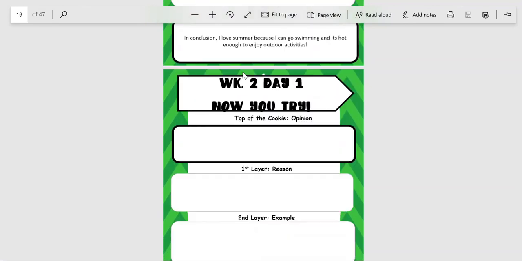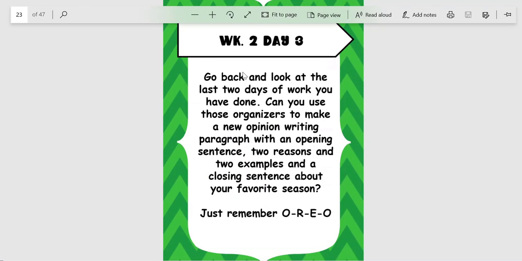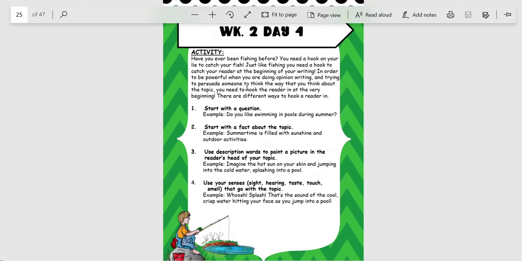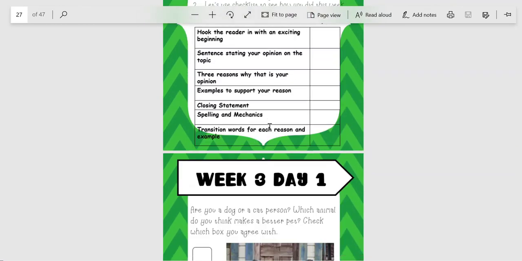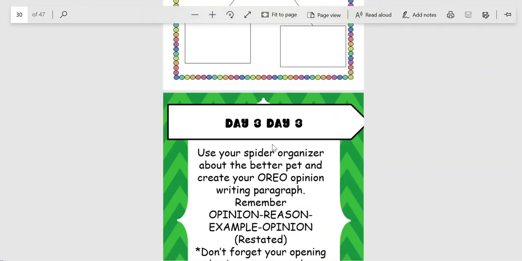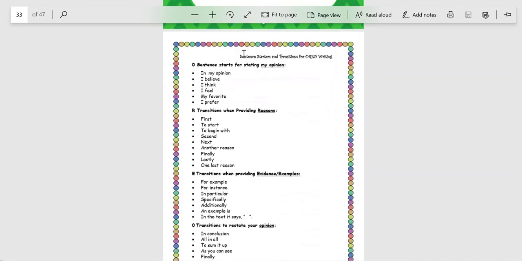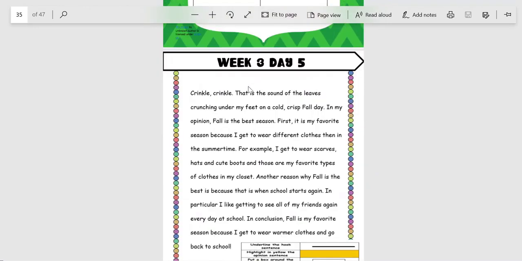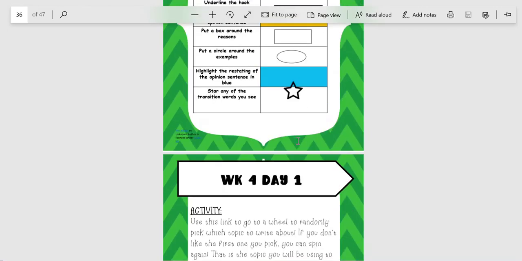And they're going to be looking at examples, coming up with their own, okay, and then really elaborating on their reasons and examples. And then they're going to be looking at how to start their paper off, coming up with a hook or a question or a fact. And then they're going to practice that, okay. And then again, utilizing these organizers to help them write and think about their ideas. Then they're going to be learning about transition words, how to start their sentences off. And then they're going to look at an example of a story and see if they can underline certain things, or putting a box around the reason. So again, they're kind of learning how this would apply in an exemplar piece.